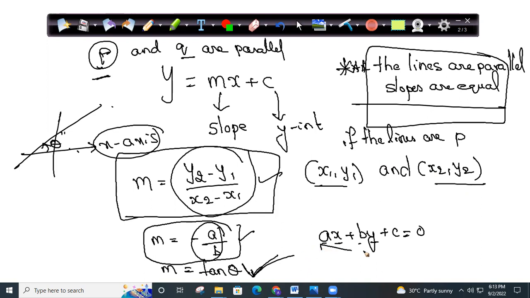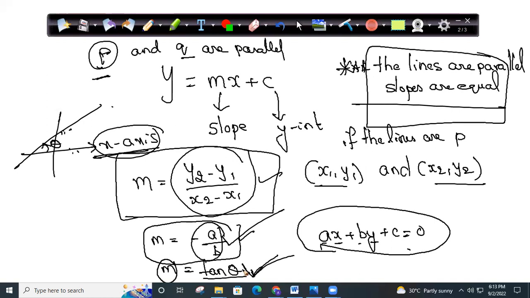If they give me equation of line in the form of ax plus by plus c equal to 0, slope of the line is given by minus a by b. If I know the angle made by the line with respect to x-axis, if theta is the angle made by the line with respect to x-axis, slope of the line is given by tan theta. I'll send the answer key, you can correct.